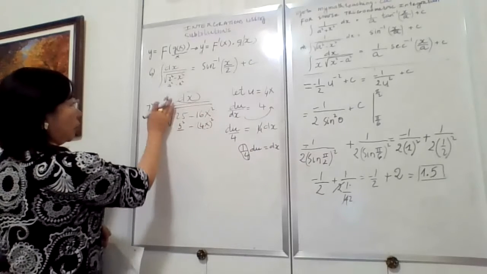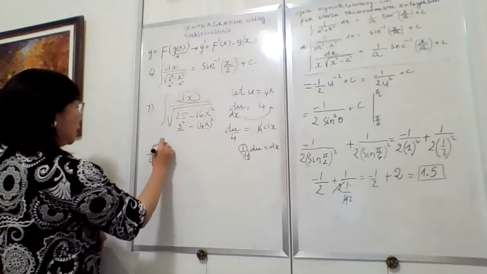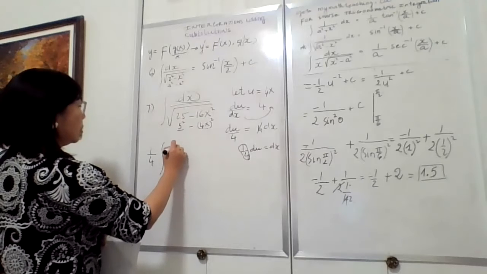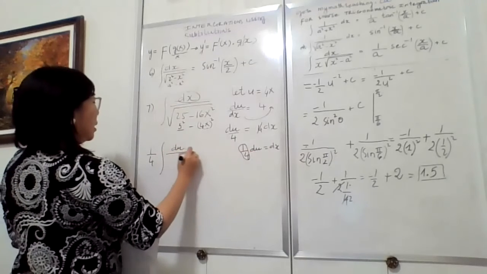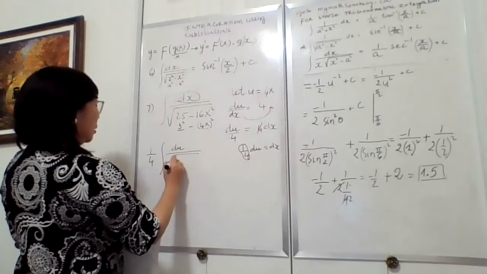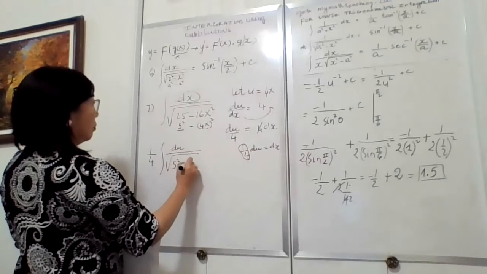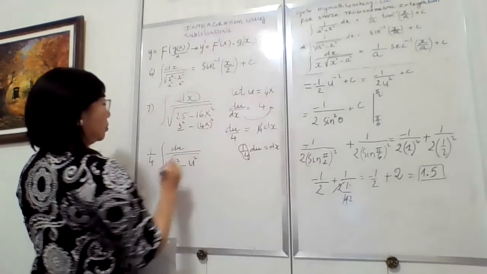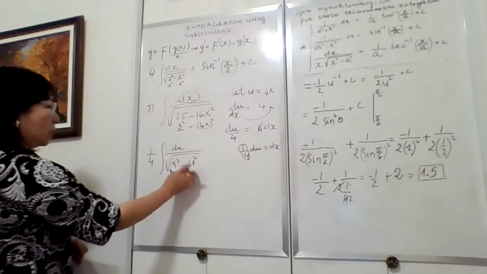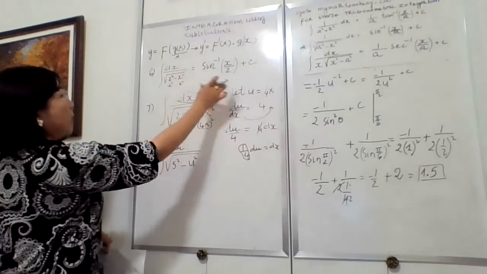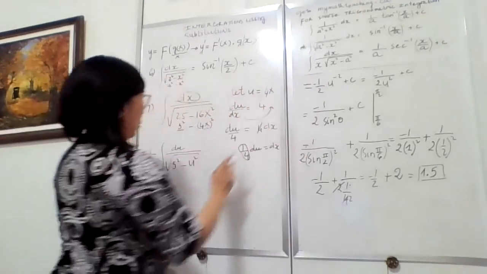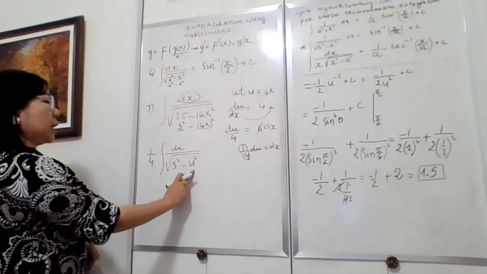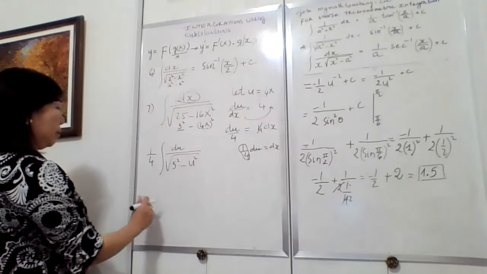Now the 1 over 4, we can bring outside the integral. And here you can just write du. Then down here it's 5 squared minus u squared, since 4x is u. So when you do this, we refer back to the pattern of this formula. This is our a squared, this is our x squared, except we change the x to a u, but everything is exactly the same.